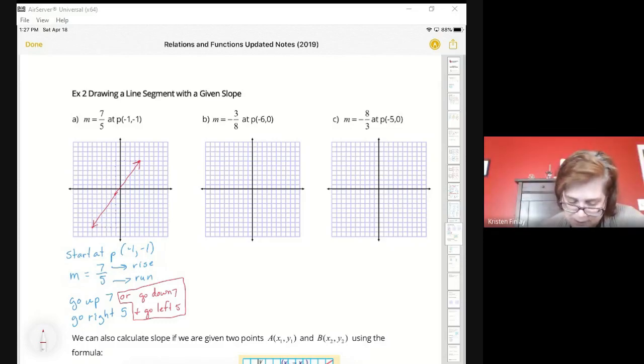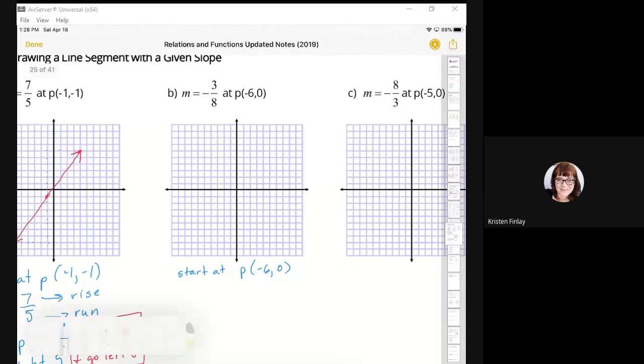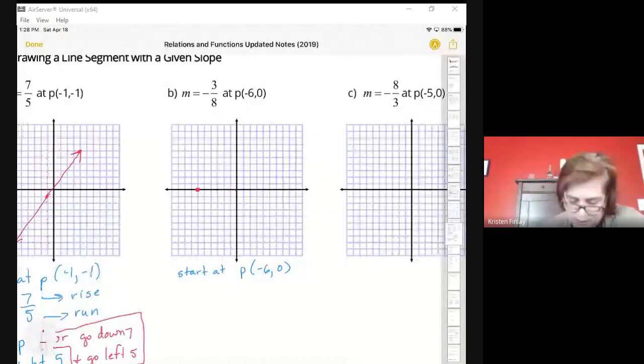Okay, so for this one here, we're at our m is equal to 3/8 at point P -6. So we start at P -6, 0. So that's our starting point. So my x is -6. 1, 2, 3, 4, 5, 6, and we're at 0. So it's right here. Make sure I count that right.